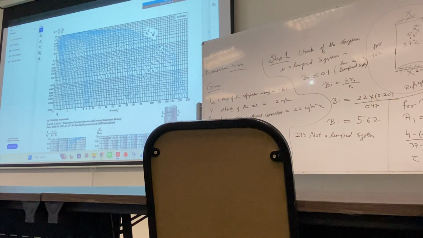You can check, right? If you use this chart, you can of course, from the starting, just use this chart to obtain the value of tau. But these charts are not that accurate. So you are advised to first use the exact solution and then check your answers from the chart.